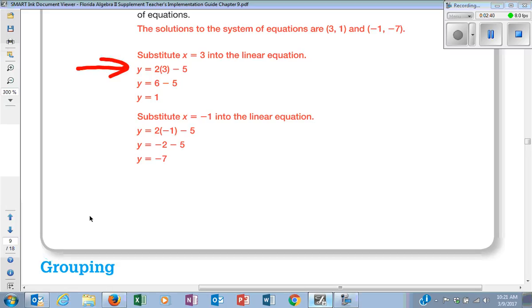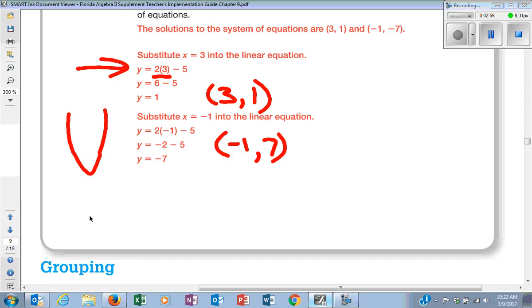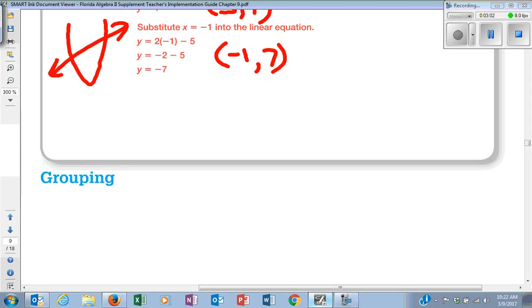So times by 2, you get 6. 6 minus 5 is 1. So your ordered pair would be 3, 1. With this one, you plug in negative 1. That's negative 2, negative 7. So your ordered pair is negative 1, negative 7. And those are your two solutions for this. Because remember, we talked about how with this, you can have two solutions when you have a problem. And actually, we're going to go to that next, I believe.